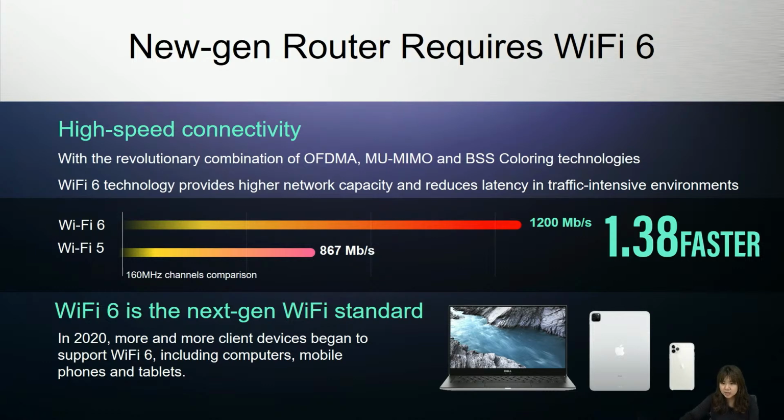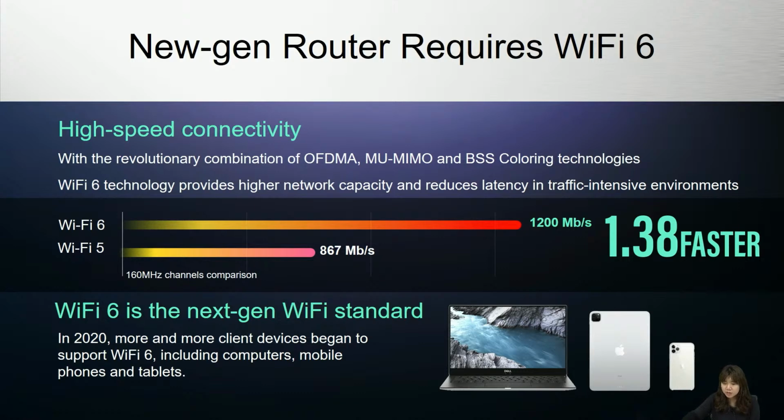Wi-Fi 6 is a higher speed Wi-Fi protocol that is commonly used right now. It provides high-speed connectivity by using a revolutionary combination of technologies such as OFDMA, MIMO, and BSS coloring. This will give you a higher capacity of taking more data at the same time.